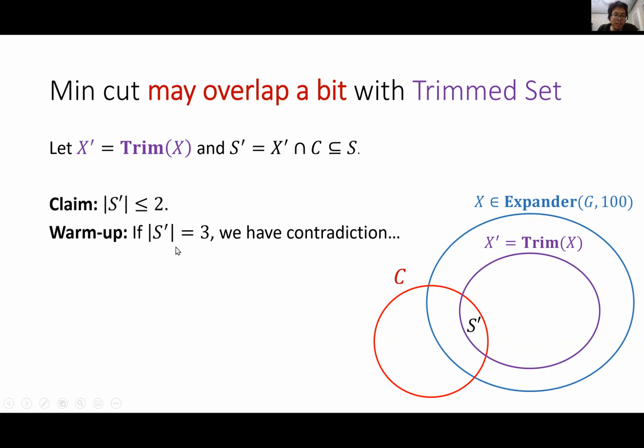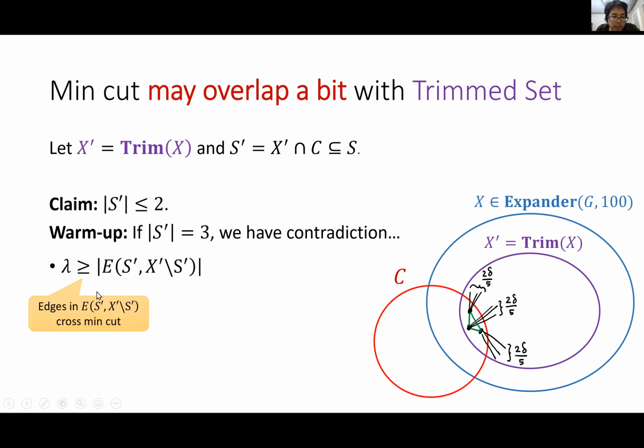So suppose that it is a bit bigger. S prime is a bit bigger than 2, it's 3. We will show that there is a contradiction as a warm-up. Just look at the case when it's 3. So first, again, the edges that cross S prime, this is a min cut edges. So this is at most lambda.